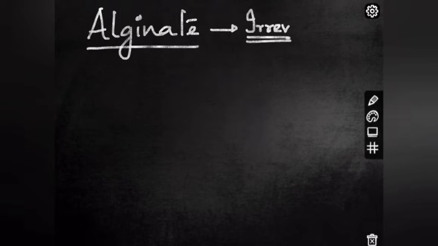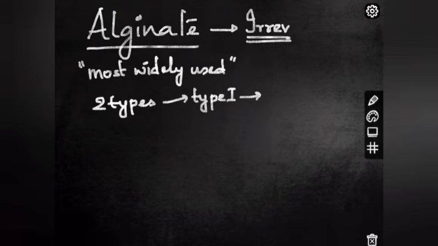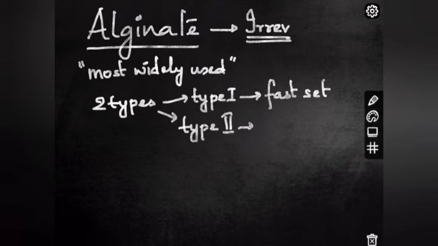So today we are going to learn about alginate. Alginate is an irreversible hydrocolloid and it is the most widely used impression material. There are two types of alginate in a clinical setting. Type 1 is fast setting, so it has a short setting time. And type 2 is normal setting, which gives you adequate working time.